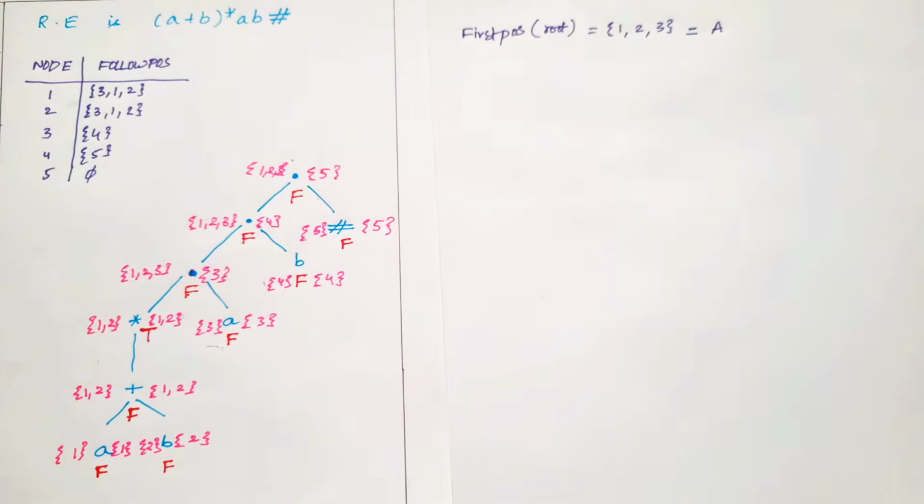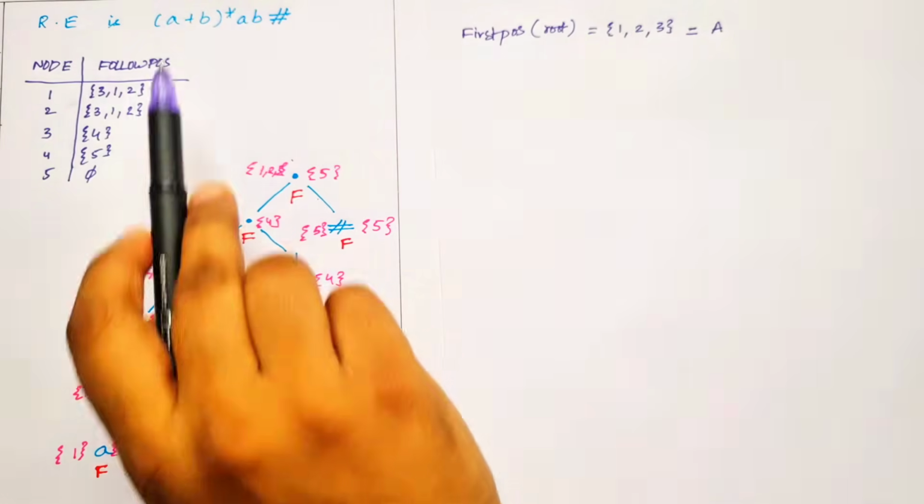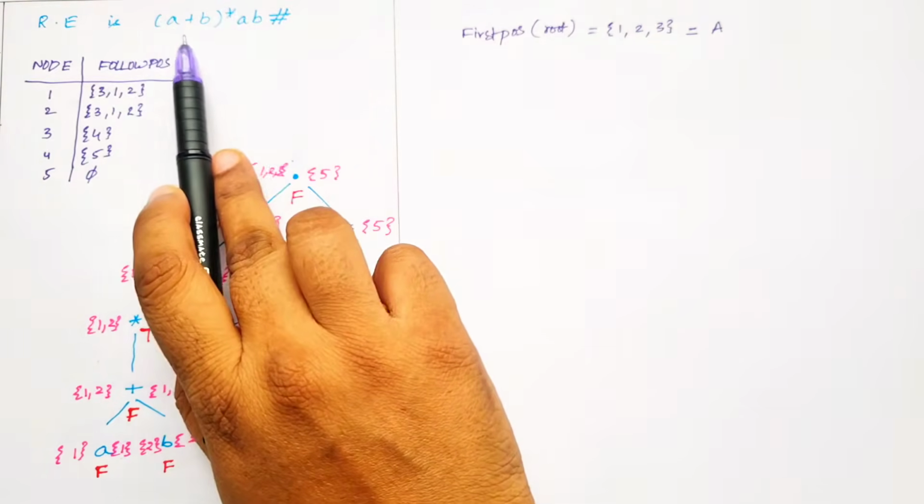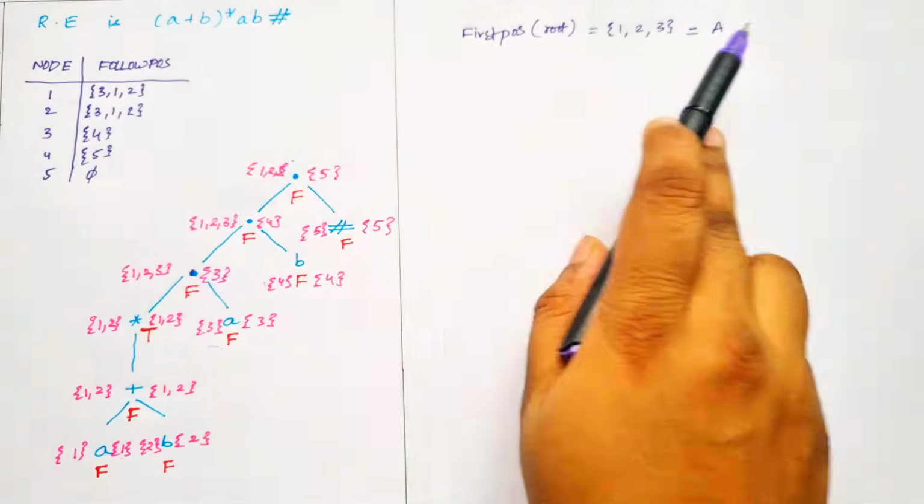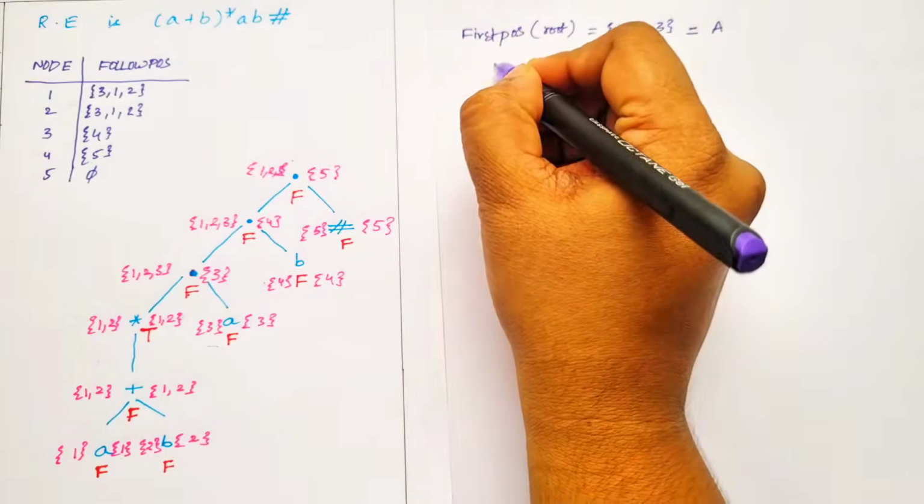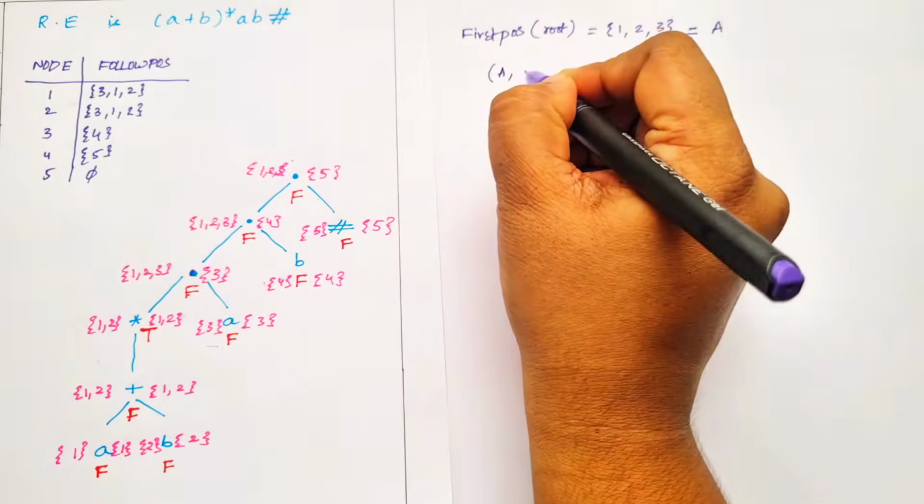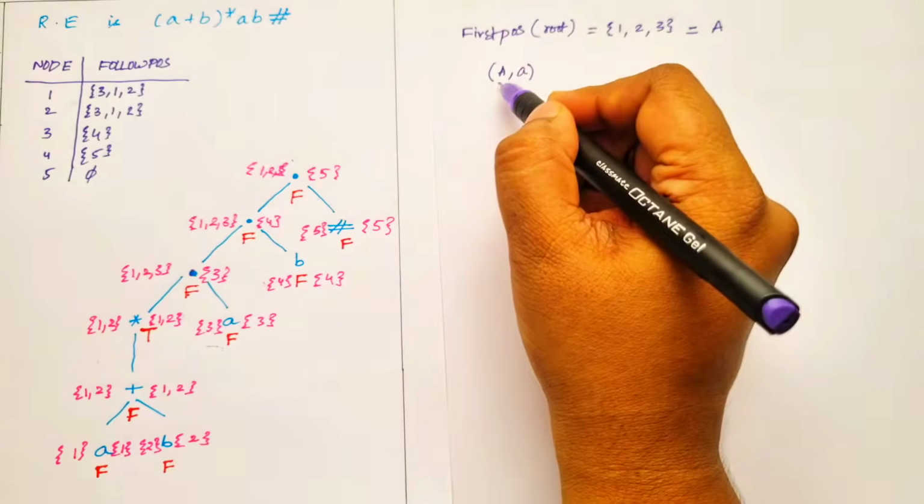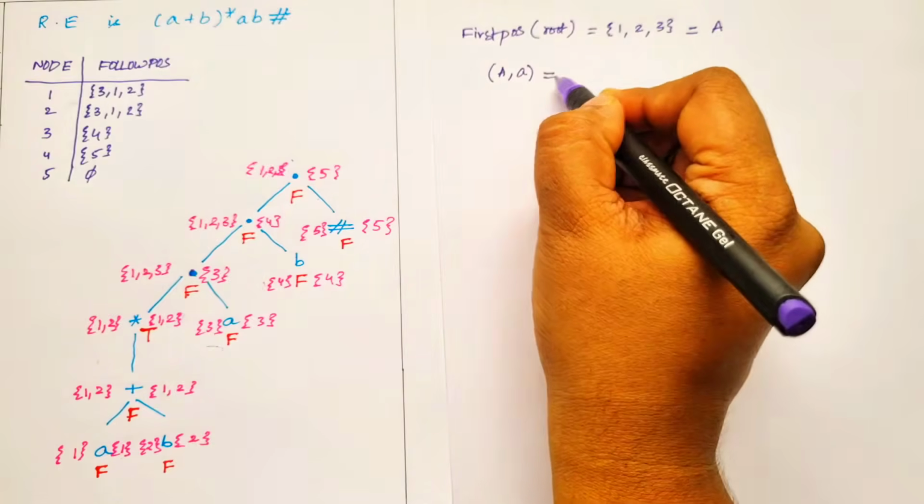Now we shall find out the transitions. What are the symbols we are having in the regular expression? Only A and B, input symbols A and B. We will find out transition for capital A on small a and also on small b. First one, transition on small a for state A.